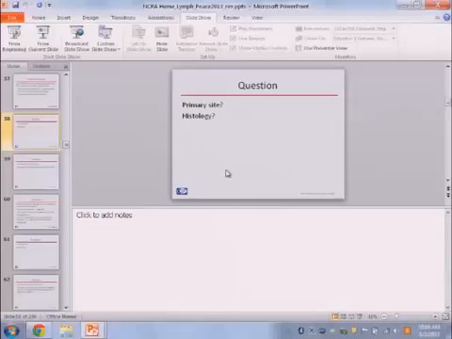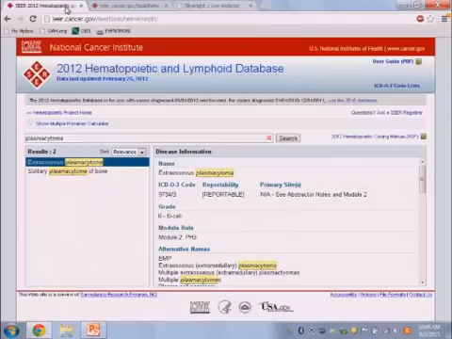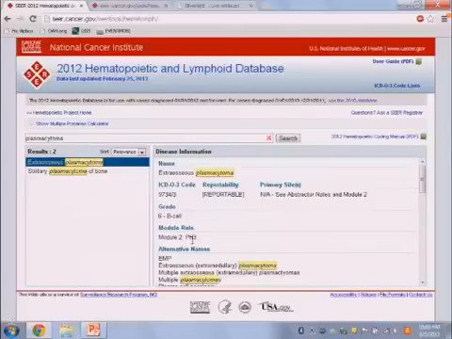Okay? So we're going to go to the database and look up plasmacytoma. And when you see plasmacytoma, it says go to module 2, rule PH3, and that's when you have to open the manual and use the manual, because it says here, go to this module and look at this rule. So we're going to go to the module.